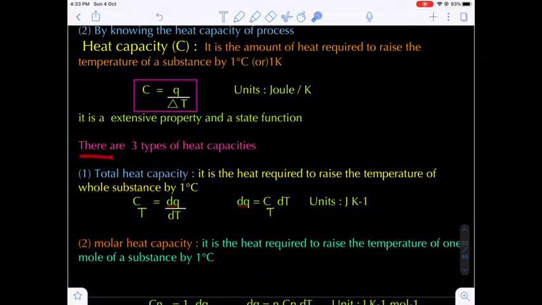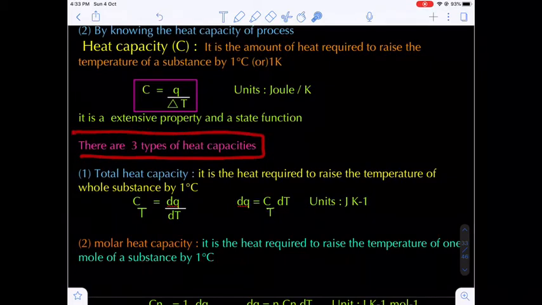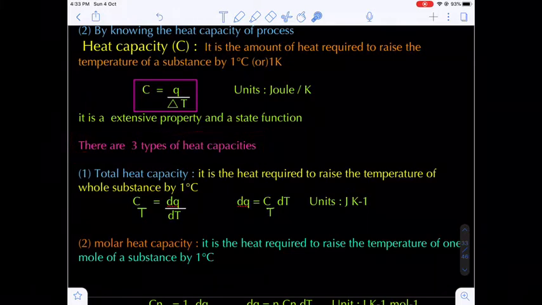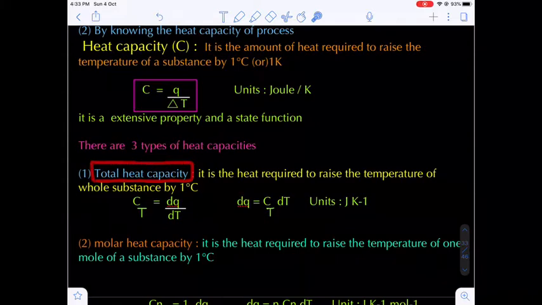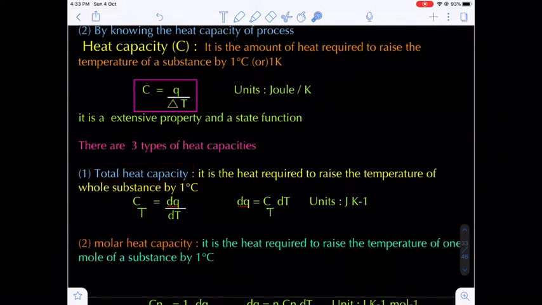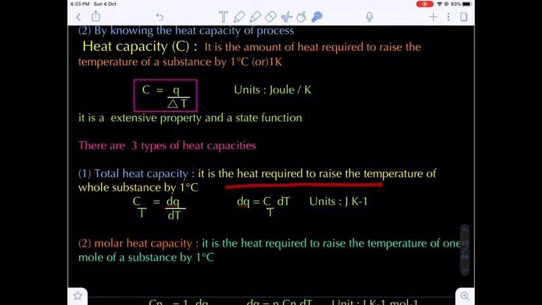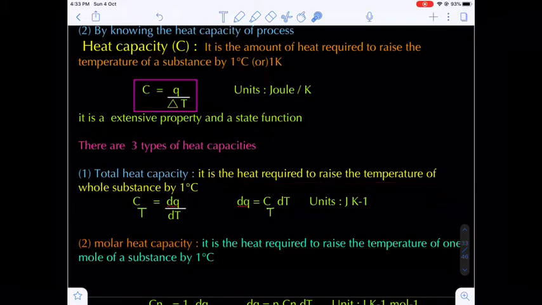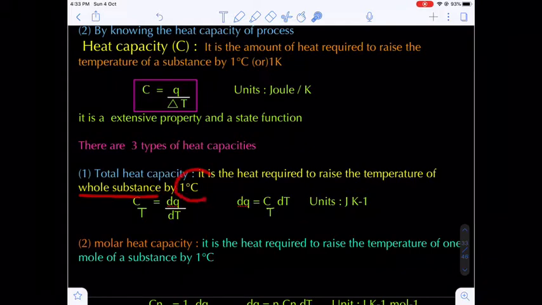There are three different types of heat capacities. Number one, total heat capacity. Total heat capacity is the amount of heat required to raise the temperature of a whole substance by 1 degree Celsius.